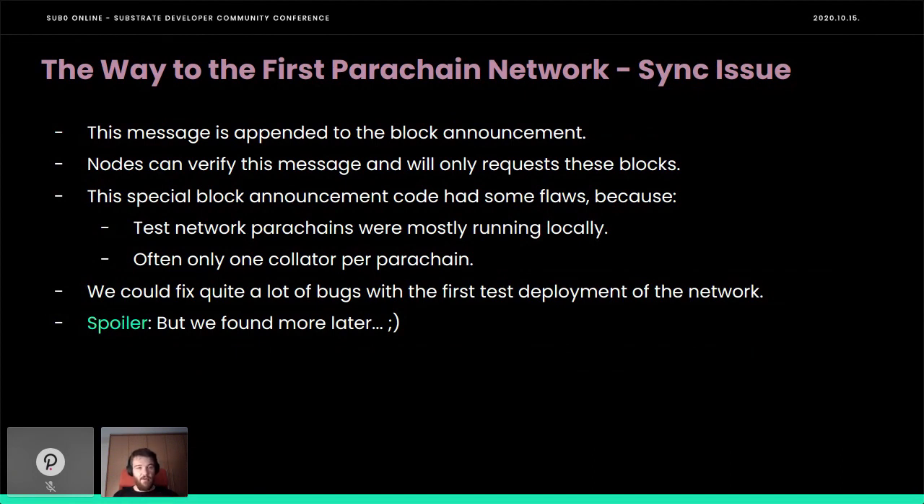So now the problem was that we had unit tests, but as you always know, between unit tests and the real world, there's often a difference. It was running in unit tests and also in our local test. But when you do it locally, we often had only one collator per Parachain, so you don't need to sync any blocks at all, or even if you're just running locally, the network connection is better. So it was just working.